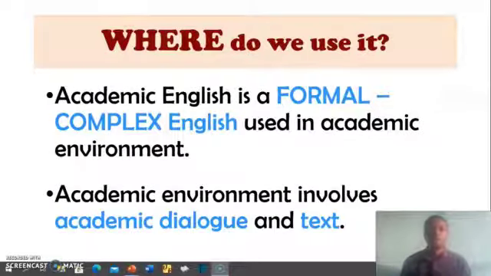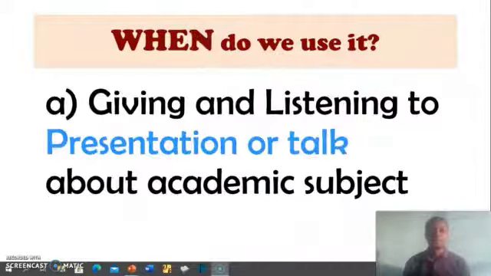The next question is, where do we use it? Academic English is used in the academic environment. It's not confusing, it's right. So it is something different from the others. It is formal as well as complex. That's why all of us are required to be competent in this skill.